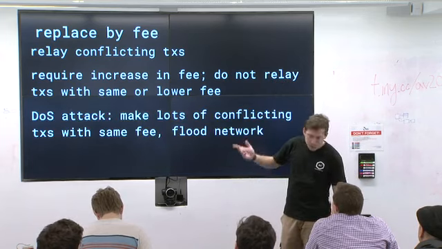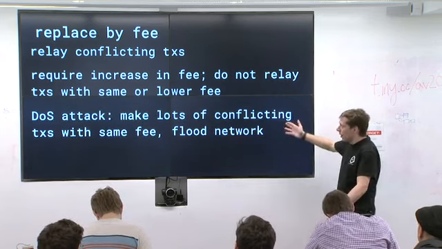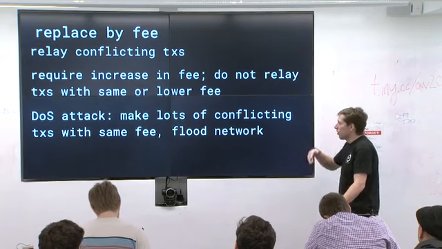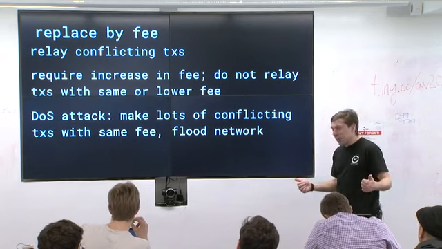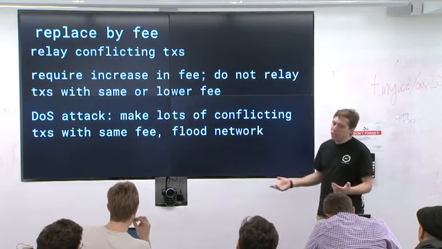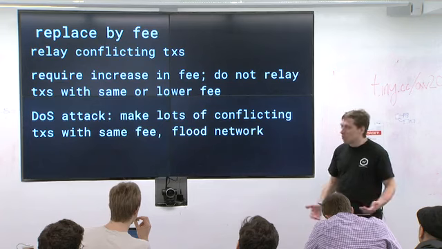Anyway, yeah, the DoS attack is make lots of transactions with the same fee and flood the network. Okay, so this seems simple, right? We have replace by fee. If you have a higher transaction fee, you replace the transaction. It's implemented, no problem.